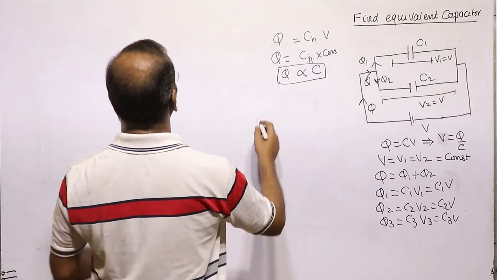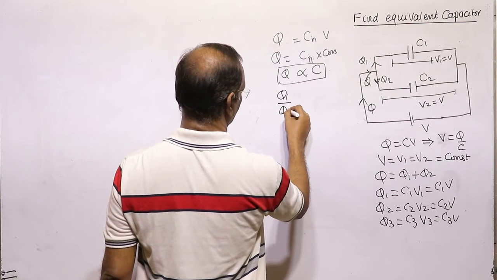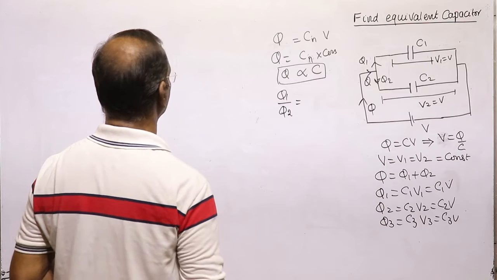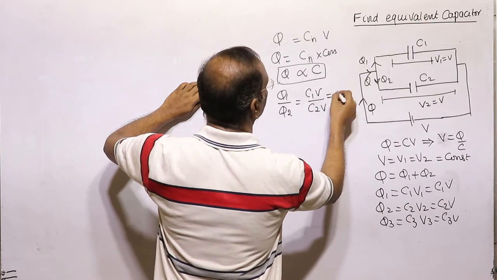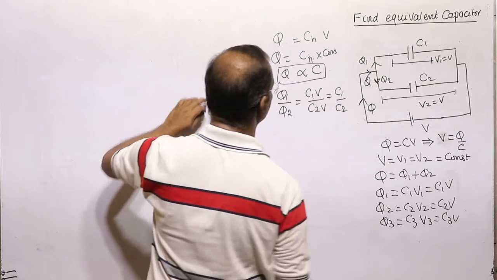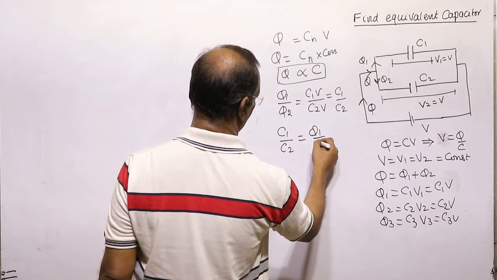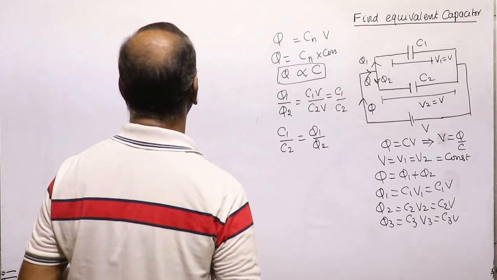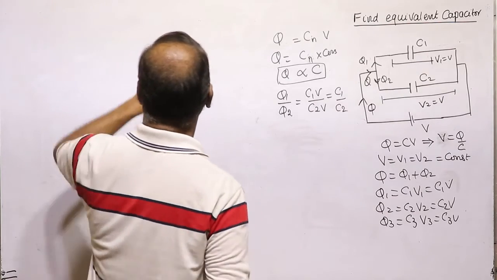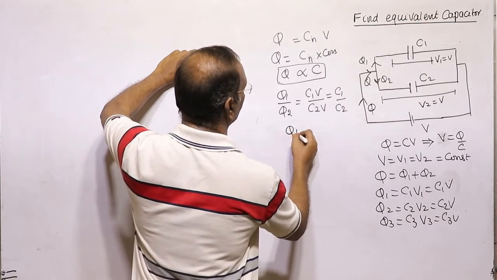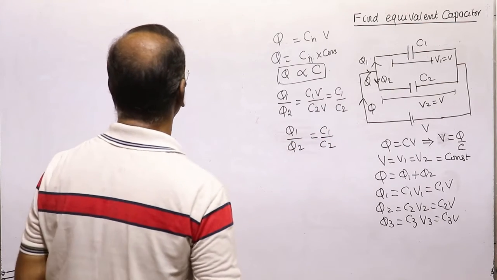So what is Q1 by Q2? Q1 by Q2 is equal to C1V by C2V, which is equal to C1 by C2. So Q1 by Q2 is equal to C1 by C2. We can write it this way also.